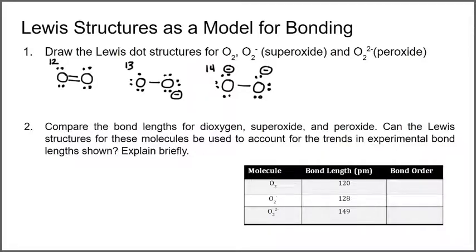In our Lewis structure, both superoxide and peroxide have a single bond. So it's kind of difficult for us to account for why those bond lengths would be so different.